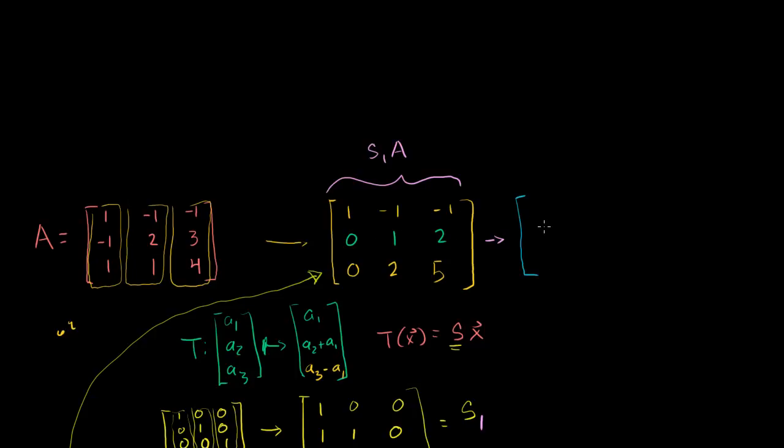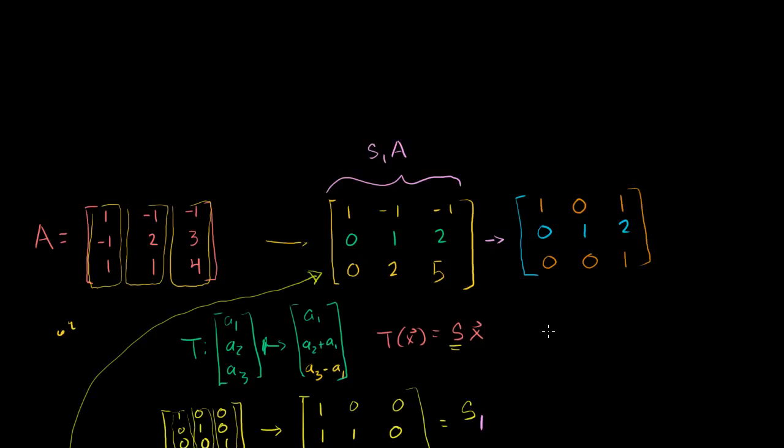So let's keep our middle row the same, 0, 1, 2. And let's replace the first row with the first row plus the second row, because I want to make this a 0. So 1 plus 0 is 1. 1 plus 0 is 1. Minus 1 plus 1 is 0. Minus 1 plus 2 is 1. Now, I want to replace the third row with the third row minus 2 times the first row. So that's 0 minus 2 times 0 is 0. 2 minus 2 times 1 is 0. 5 minus 2 times 2 is 1. 5 minus 4 is 1.